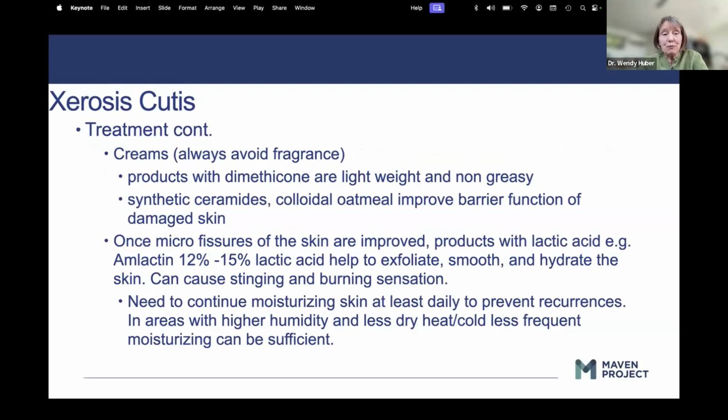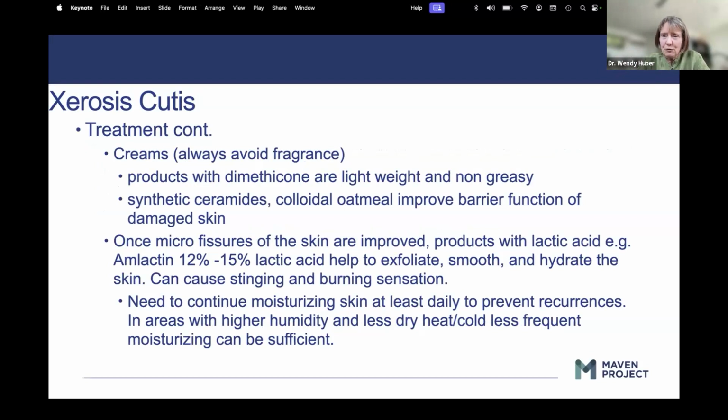Creams, always avoid fragrance. You can tell patients to look for products that have dimethicone in them. Those are lightweight, they're not greasy. And then there are lots and lots of products now that have synthetic ceramides. The ceramides are similar to the lipid layer that's forming that mortar between the little skin cells in the stratum corneum. Colloidal oatmeal also will help to improve the barrier function as well.